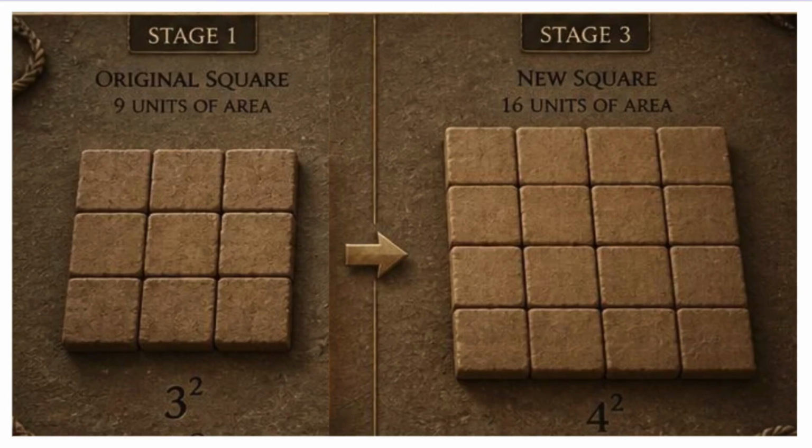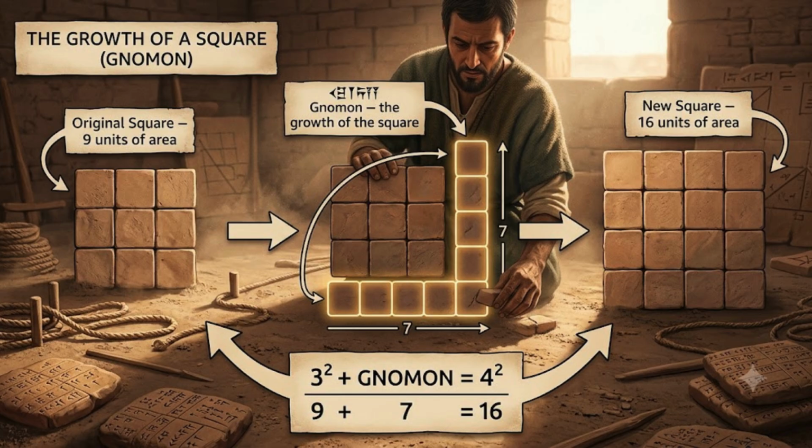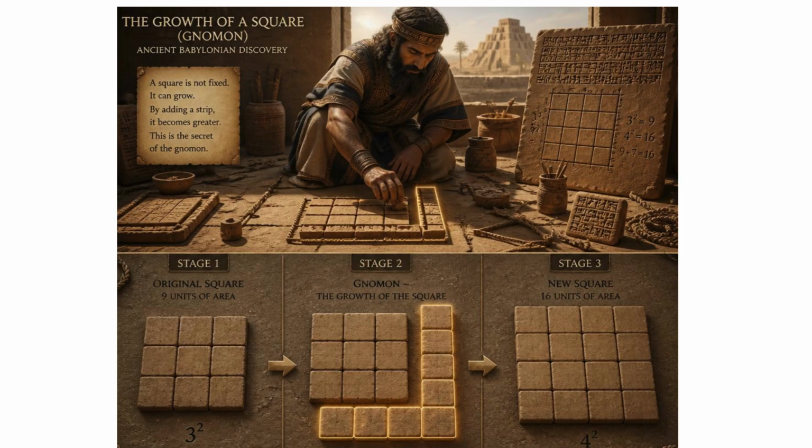Now imagine a small square. How do we make it bigger? The Babylonians discovered something interesting. Add an L-shaped strip around it, and the square grows. A small square becomes a bigger square. Centuries later, Greek mathematicians called this shape gnomon. Area grows, shape grows, patterns appear.